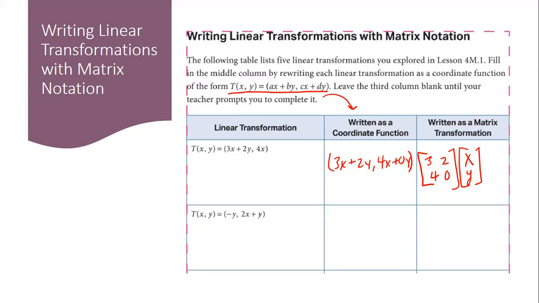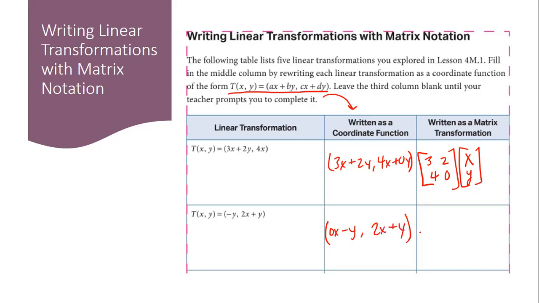Okay, now let's do another one, and then you're on your own. So here it says we have negative y, comma, 2x plus y. Writing it in coordinate function form, what does that look like? Negative 1, I need 0x minus y, and then 2x plus y.